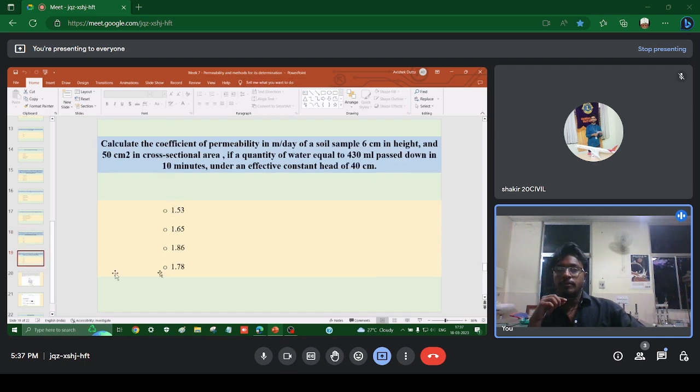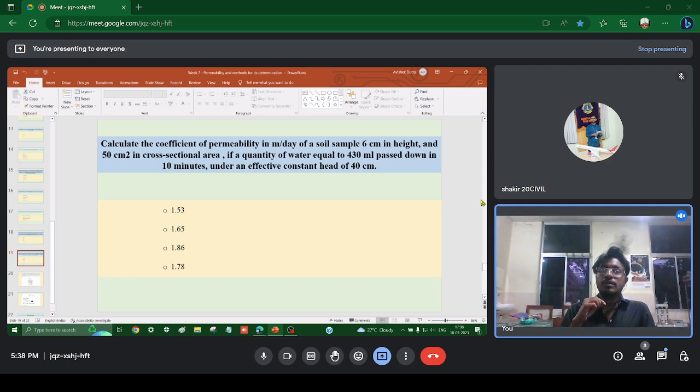Okay. Another numerical. Calculate the coefficient of permeability in meter per day of a soil sample 6 centimeter in height and 50 centimeter square in cross sectional area if a quantity of water equal to 430 ml passed down in 10 minutes under an effective constant head of 40 centimeter. Write down the variables very carefully.